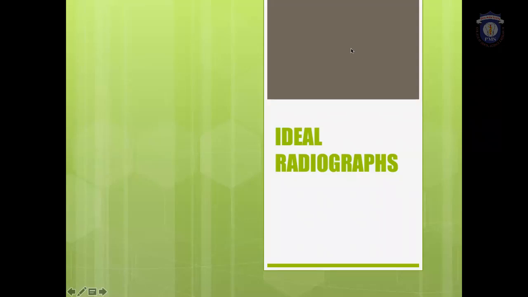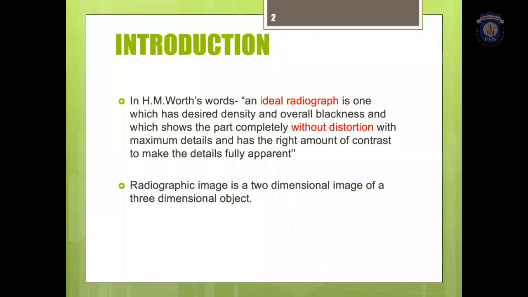Good morning. Today we will have a detailed discussion about ideal radiographs. According to H.M. Wordsworth, an ideal radiograph is one which has the desired density and overall blackness, and which shows a part completely without distortion, with maximum details, and has the right amount of contrast to make the details fully apparent. A radiographic image is a two-dimensional image of a three-dimensional object.